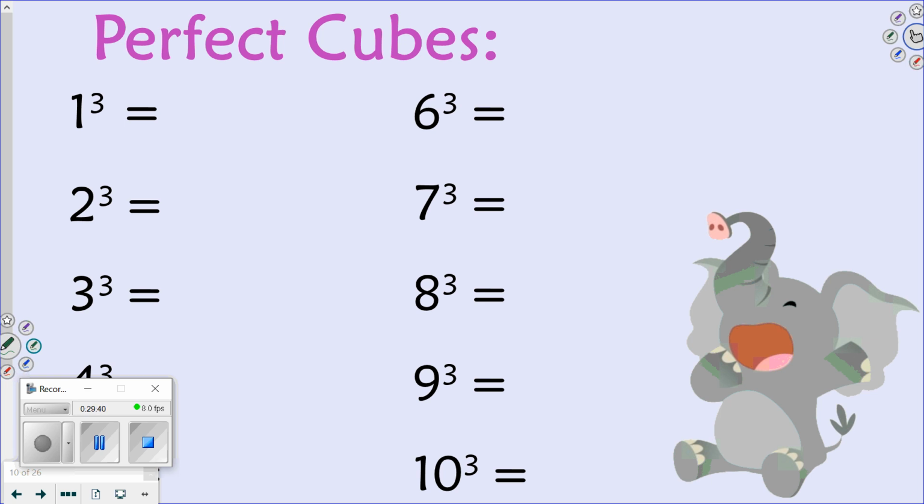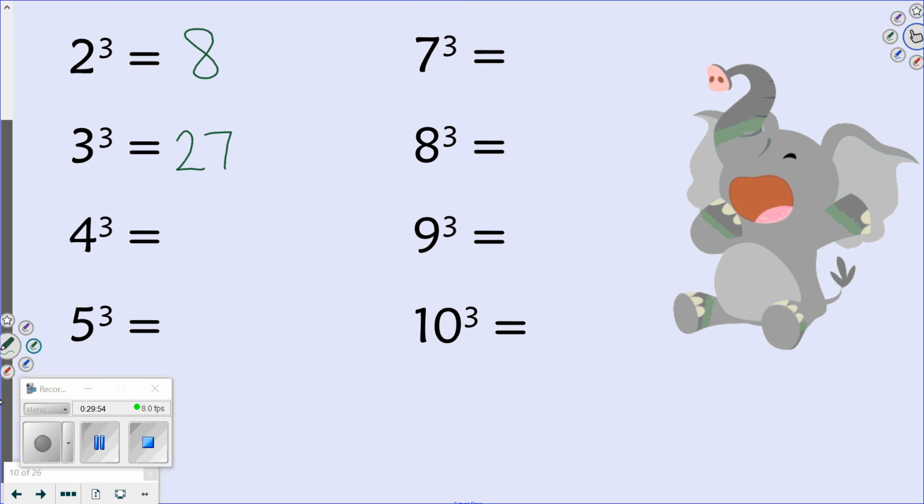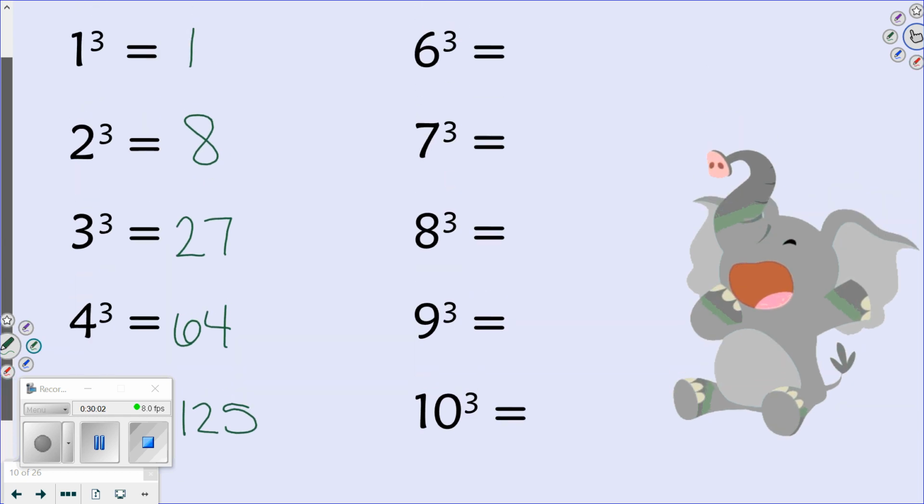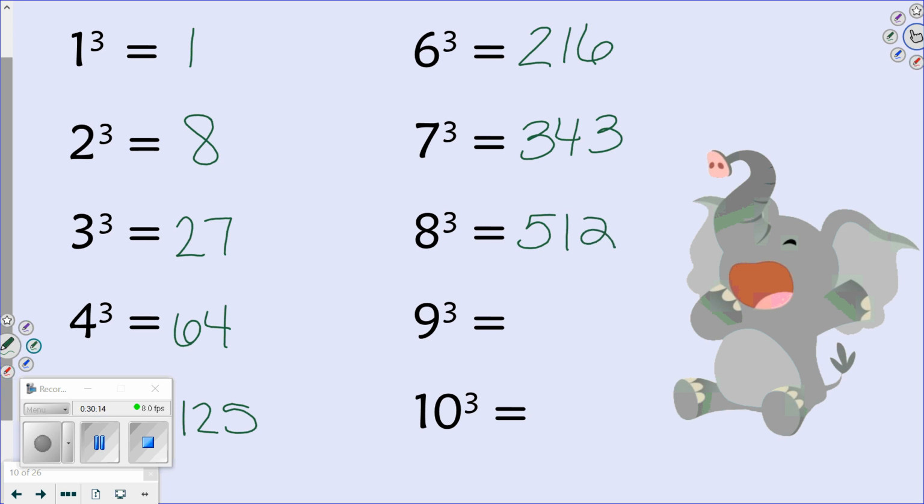So what is 1 cubed? It is 1. Hopefully you recognize that one. 2 cubed is 8. That means 2 times 2 times 2. 3 cubed, good, is 27. 4 cubed, 64. Somebody worked ahead. 5 cubed? Good. 6 cubed is 216. All right, I won't give you any bigger than that.